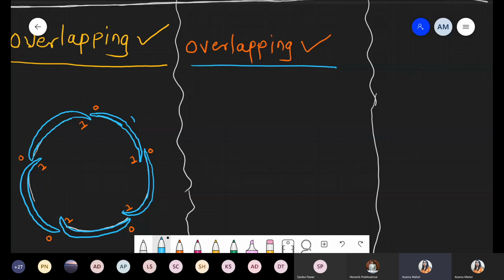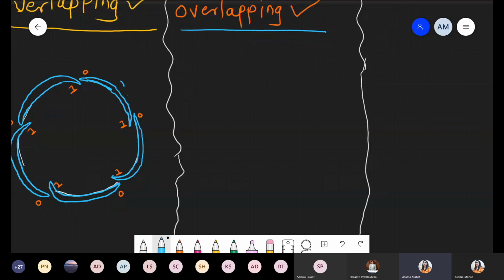Now, in this condition, first of all, we draw the diagram to represent what type of overlapping is present.